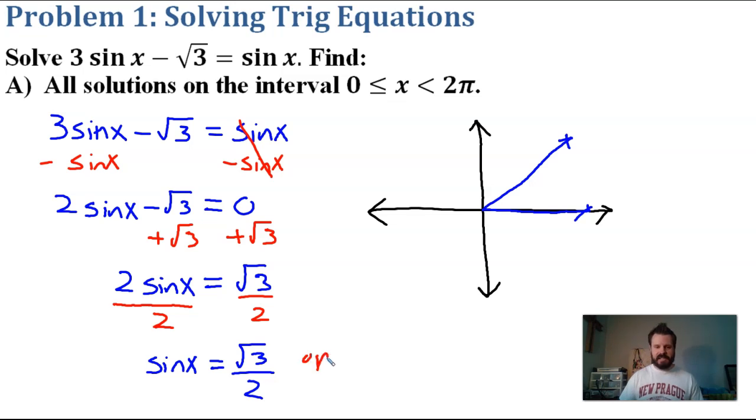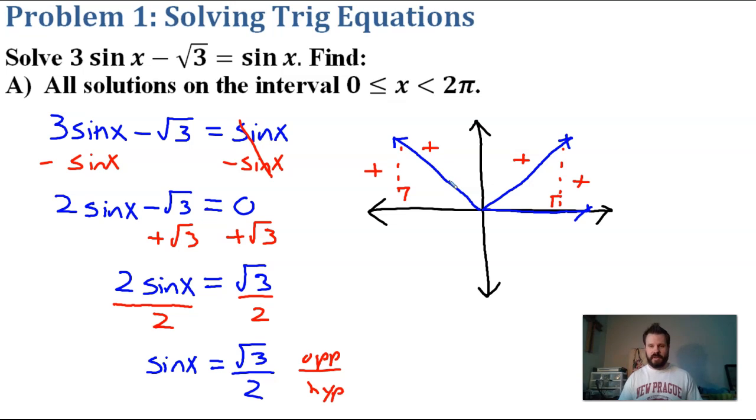And then since sine is opposite over hypotenuse, I know I need a positive opposite side. Therefore, I'm also going to have a solution in the second quadrant, where again, when I make my reference triangles here, we've got positive opposite, positive hypotenuse, and then this triangle here would also have a positive opposite and positive hypotenuse as well. No, I don't have any solutions in the third or fourth quadrant because there I'd have a negative opposite side with a positive hypotenuse. That'll give me a negative sine.